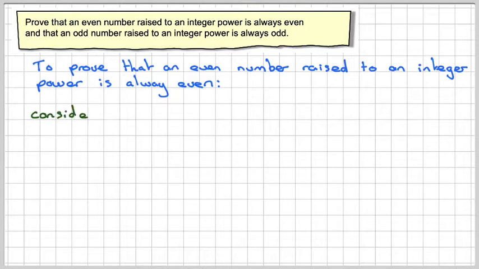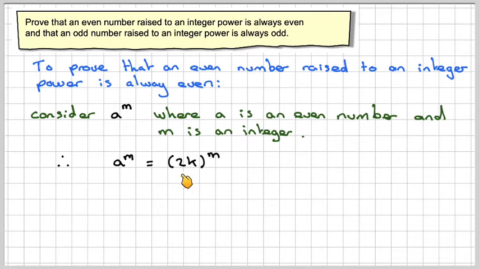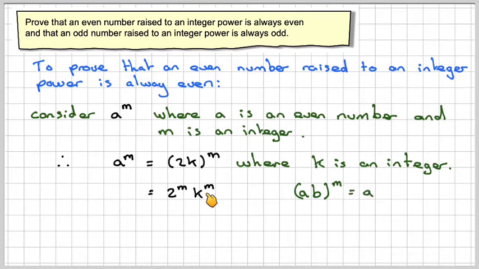Okay, so the first part is to prove that an even number raised to an integer power is always even. So if we consider a to some power, where a is an integer number and m is a positive integer, therefore we can write a to the m, as it's an even number, the normal notation for an even number is 2k, so we can say this is 2k to the m, where k is also an integer, and then we can say that's 2 to the m, k to the m, using the fact that ab to the m is a to the m, b to the m.